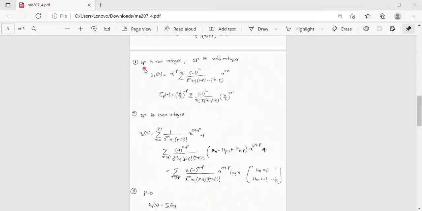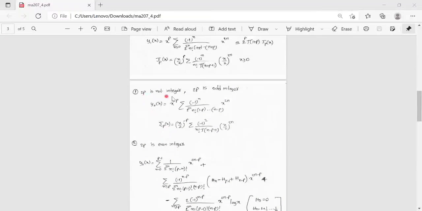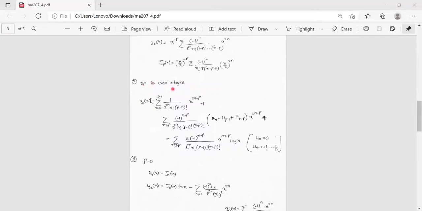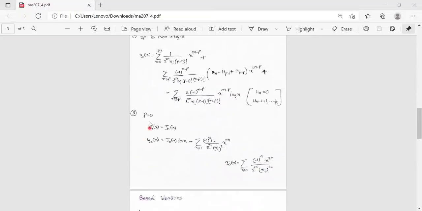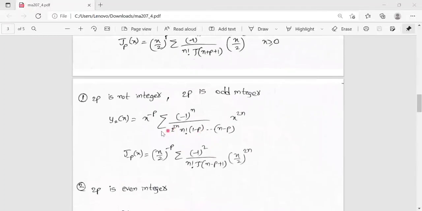That is, 2p is not an integer, 2p is an odd integer, 2p is an even integer, and p is equal to 0. For 2p not an integer and 2p equal to an odd integer, we use this second solution. For 2p equal to an even integer, we can use this second solution. And for p equal to 0, we can use this solution. For the first case, we get the second solution by substituting r is equal to minus p in the Bessel function. We get the second solution.